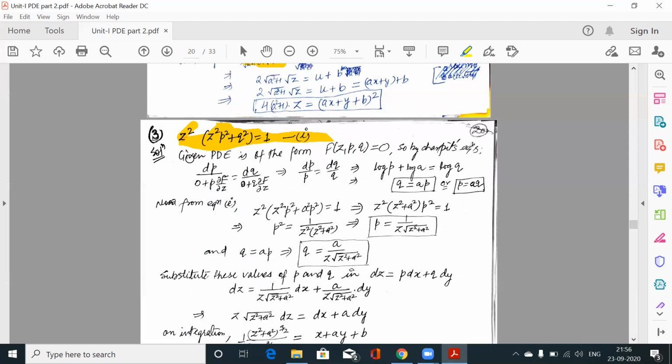So this PDE is of the form f of z, p, q is equal to 0. So this is in the standard form 2, and we use the Charpit method.